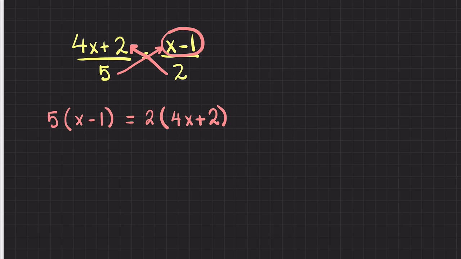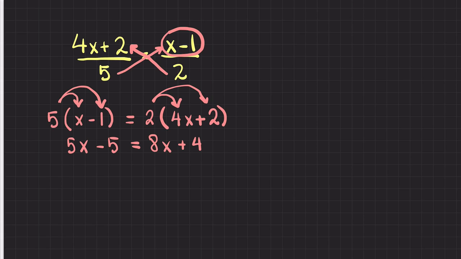I have parentheses, so we always do parentheses first. So I'm going to go ahead and solve parentheses using distributive property. So 5 times x is 5x. Then 5 times negative 1 would be negative 5, equals, on the other side, I have 2 times 4x, which will be 8x. And then 2 times 2. So that would be 4.